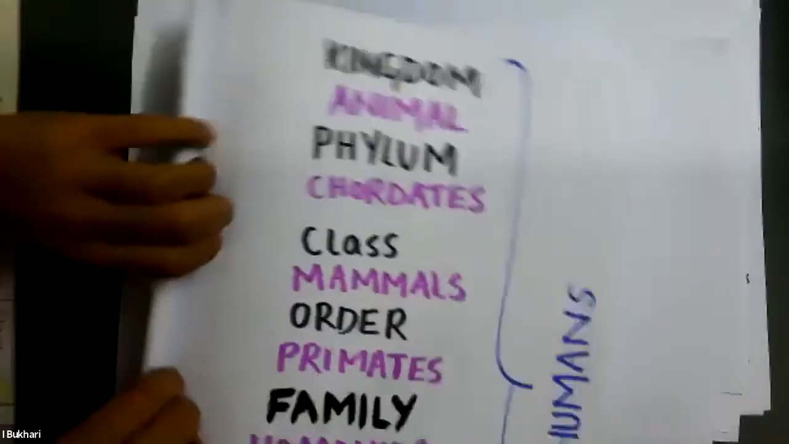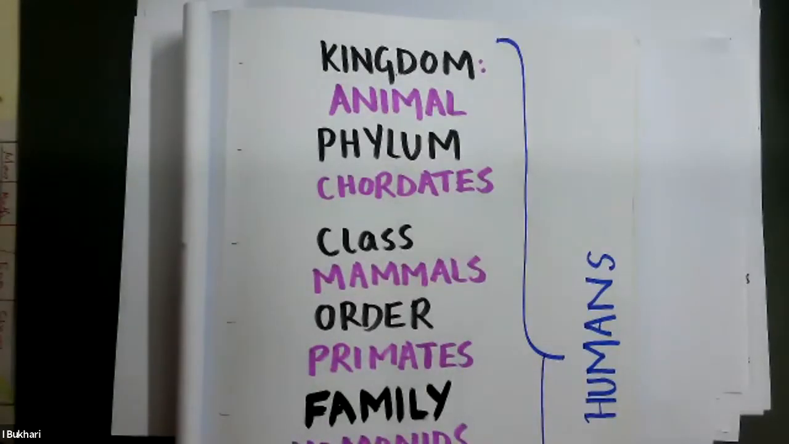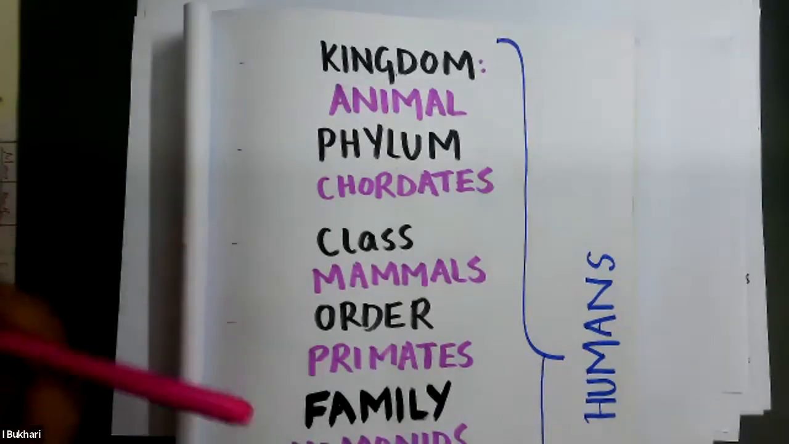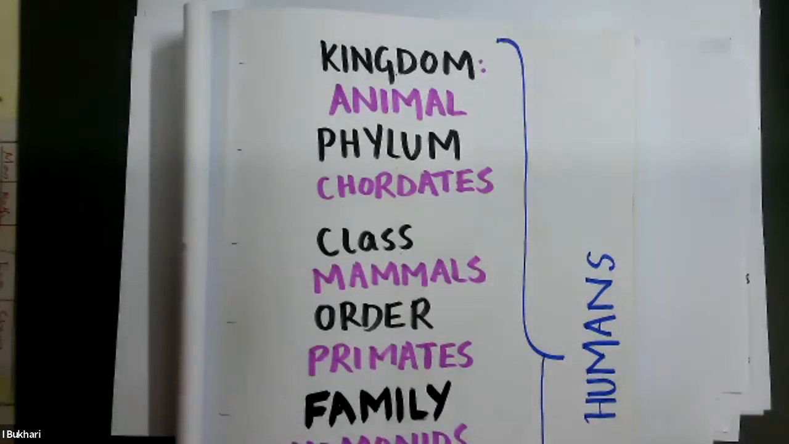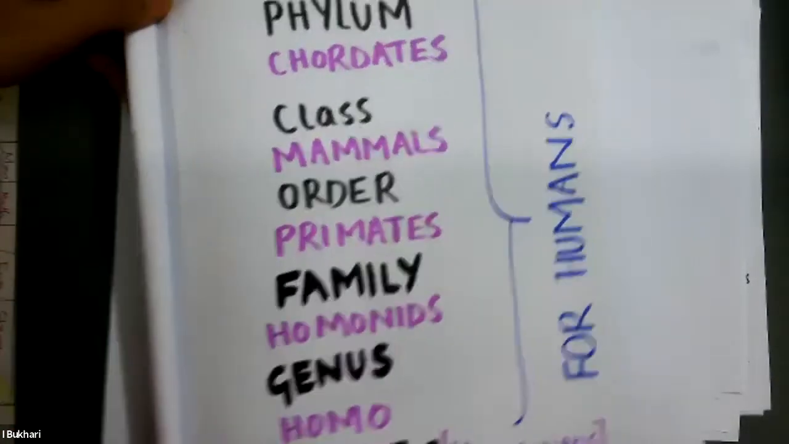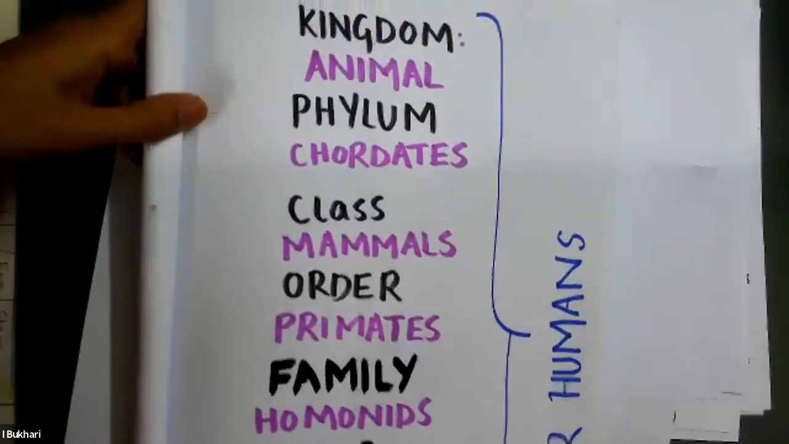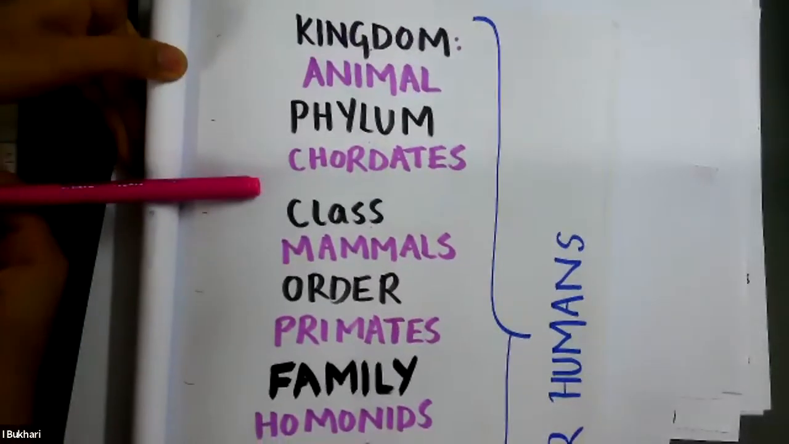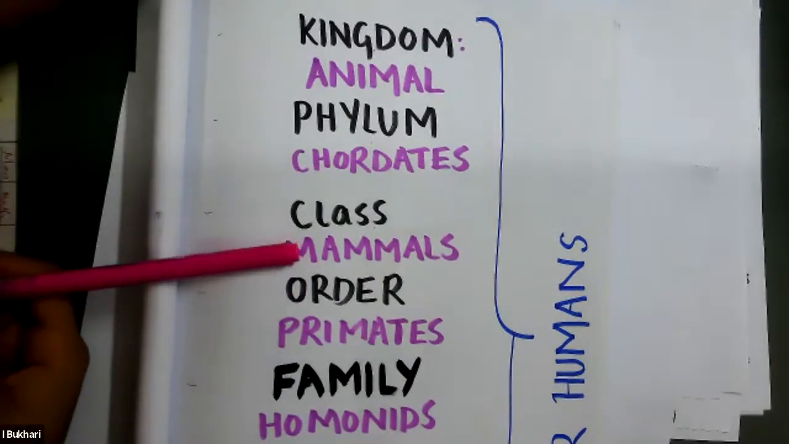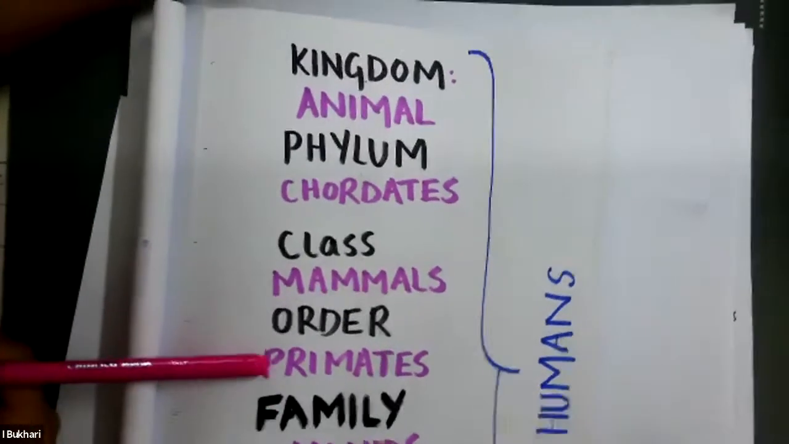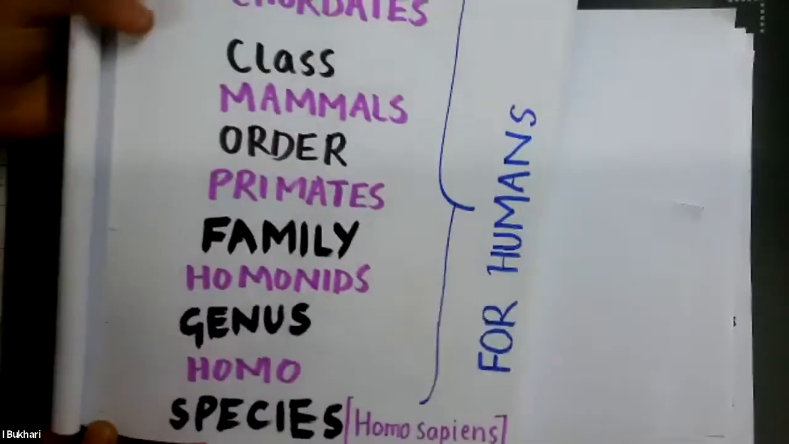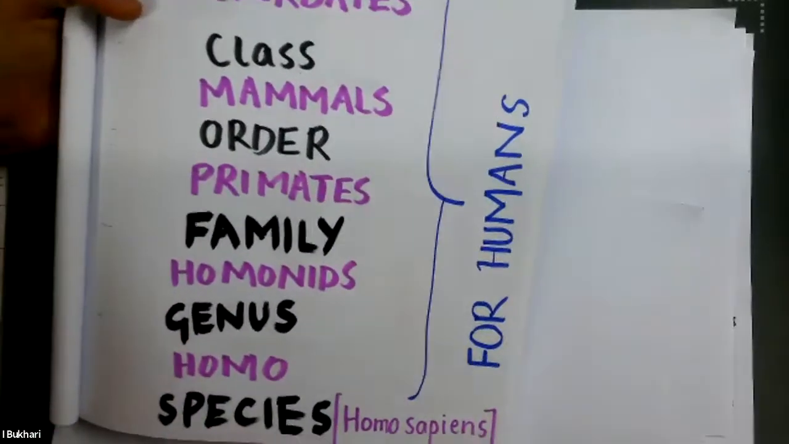So there is kingdom, phylum, class, order, family, genus, and species. For humans, the kingdom is animal, phylum is chordates, class is mammals, order is primates, family is hominids, genus is Homo, and species is Homo sapiens.